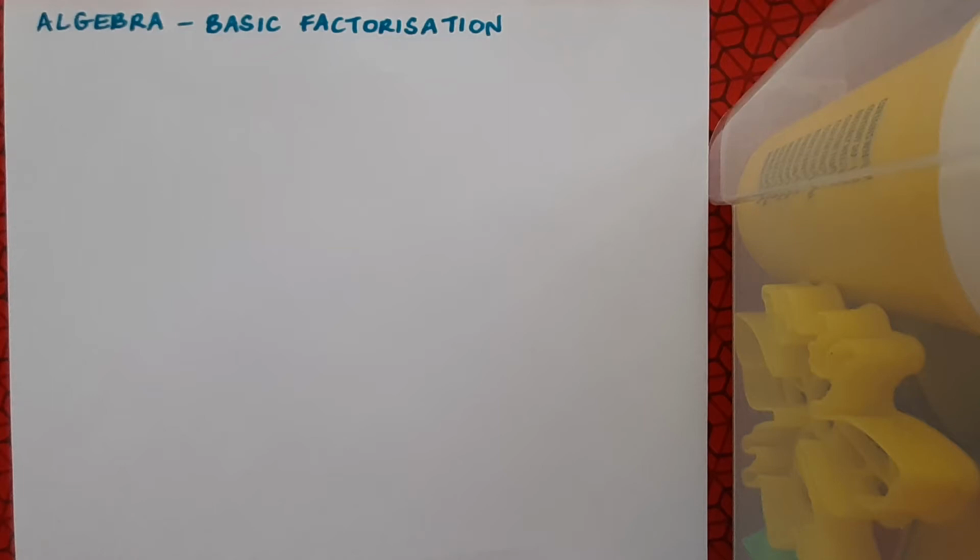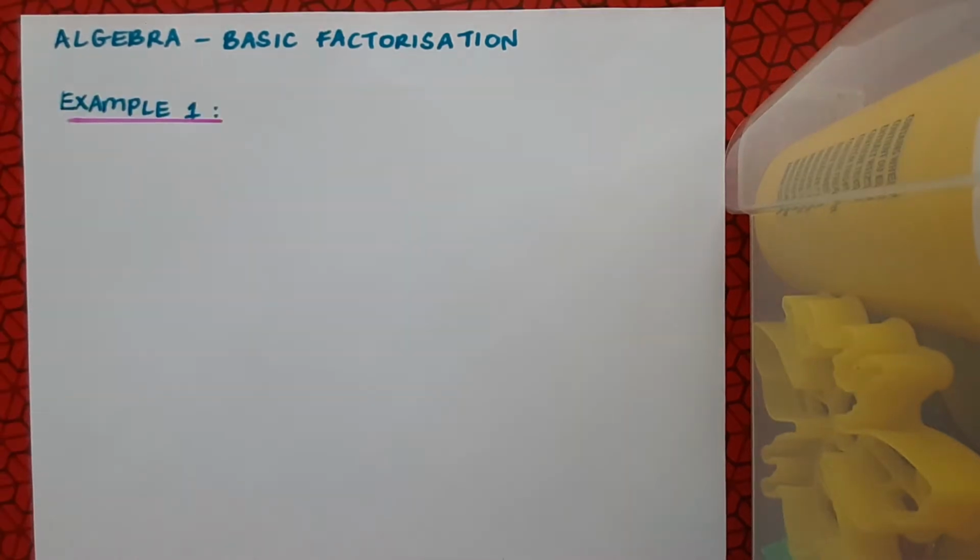This is an algebra video on basic factorisation. So here's my first example. My instruction is to factorise and the expression is 3x squared plus 2x. I want to have a look at these two terms and see what they have in common. I can see that they both contain an x, so this is what I'll factorise out.